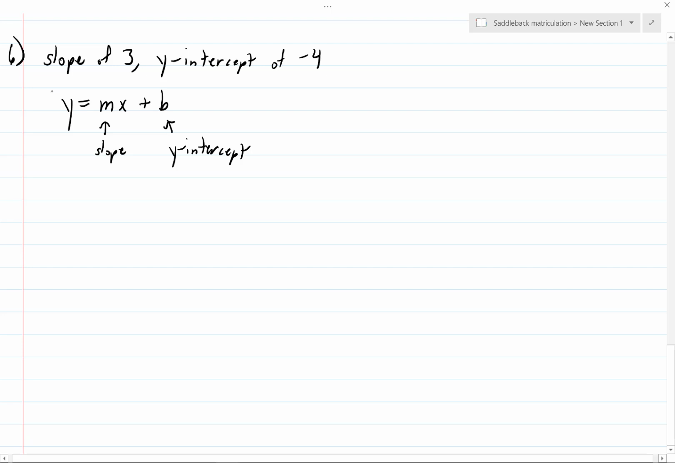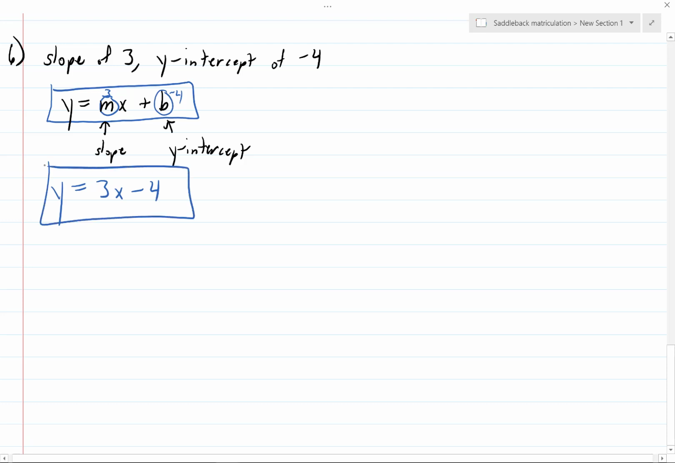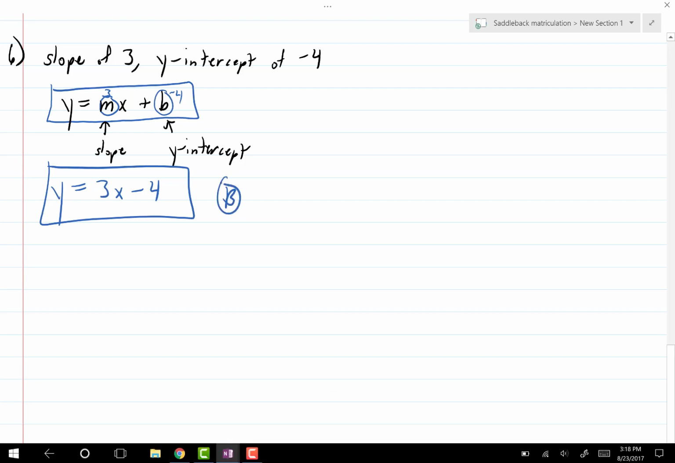So an equation of a line is y equals mx plus b, where the m is the slope and the b is the y-intercept. So if they're telling you that the slope is 3 and the y-intercept is negative 4, then you just plug and chug that in: y equals 3x plus a negative 4, y equals 3x minus 4, and that is all they want. So that looks like answer B. Check.